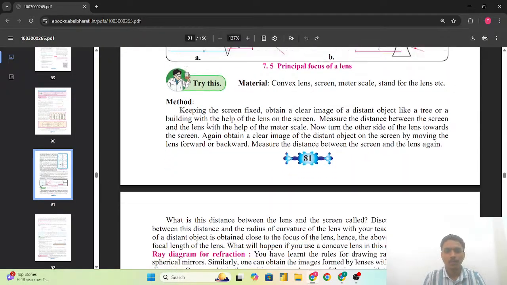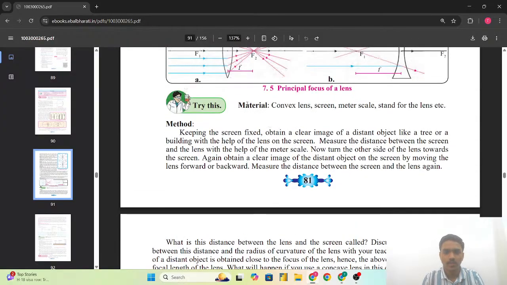So here an activity is given. Materials: convex lens, screen, meter scale, stand for the lens, etc. Keep the screen fixed. Obtain a clear image of a distant object like a tree or a building with the help of the lens on the screen. Measure the distance between the screen and the lens with the help of the meter scale. Now turn the other side of the lens towards the screen. Again, obtain a clear image of the distant object on the screen by moving the lens forward and backward. Measure the distance between the screen and the lens again.